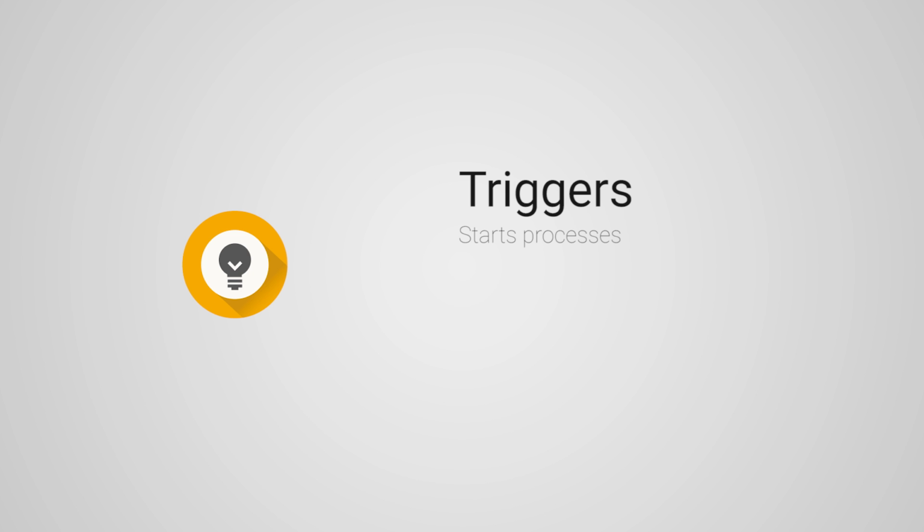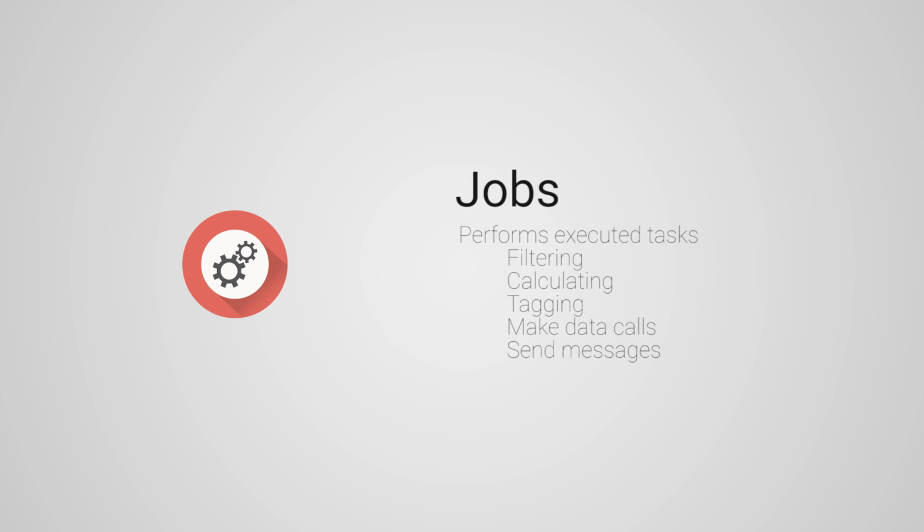Triggers start processes by listening for incoming messages, a scheduled event, a data call, etc. A workflow requires at least one trigger, but you can add as many as you like. A trigger always activates one or more jobs. Jobs perform different types of tasks, mainly treating and changing data, making data calls, sending messages or routing.